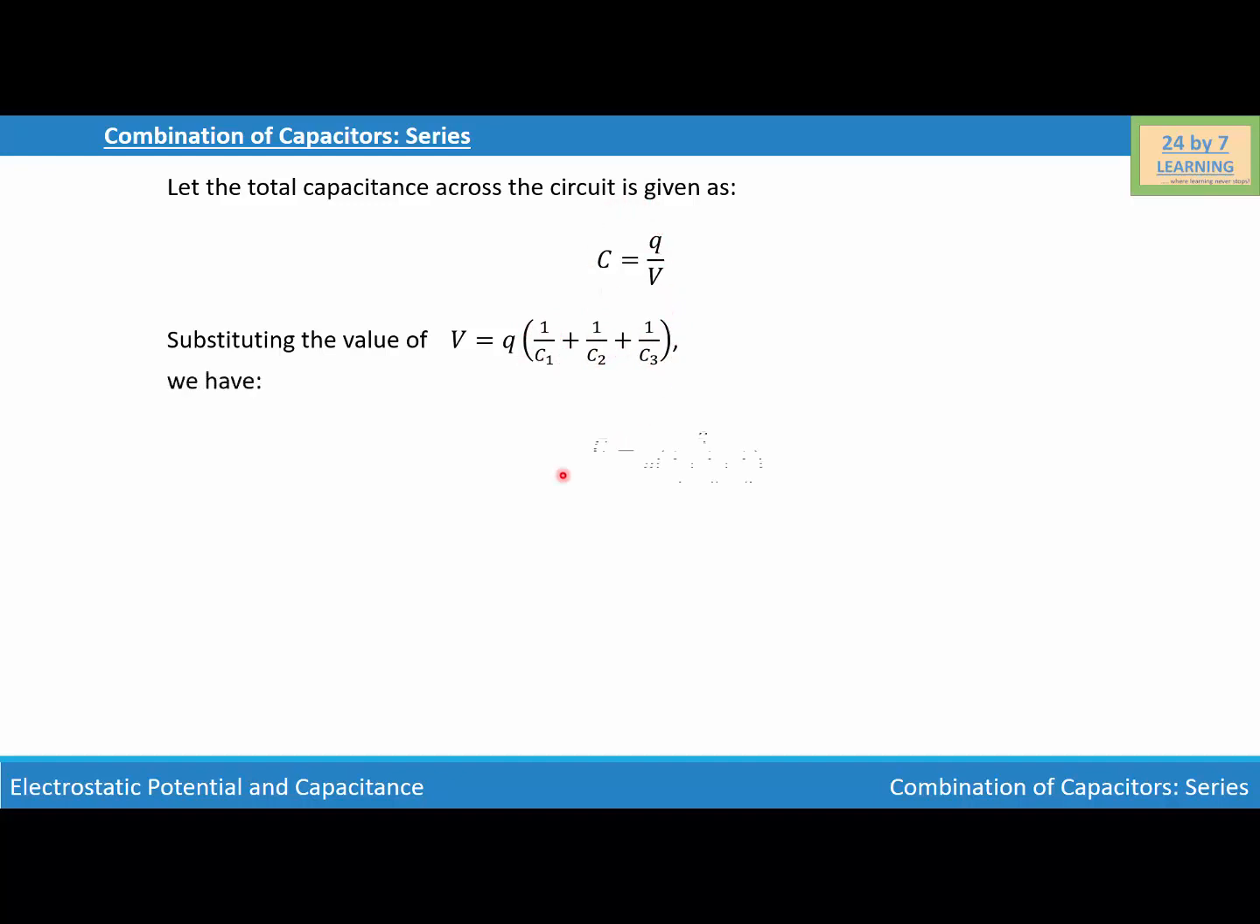And if we do that, we will write C is equal to Q over V, which is this term right here. Now, as you can see, this Q is cancelled out because it's a common term. And if we do that, we have C is equal to 1 over C1 plus 1 over C2 plus 1 over C3. If we simplify further, we will get 1 over C is equal to 1 over C1 plus 1 over C2 plus 1 over C3. And this is how we will find the series combination of capacitors.